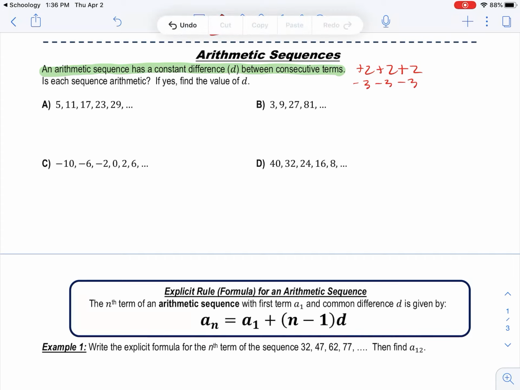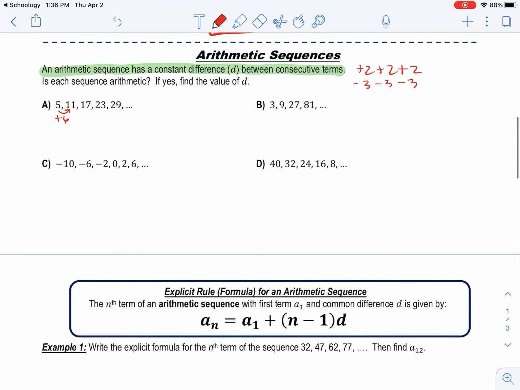All that we're looking to see is what we add or subtract to get the next term and see if that pattern continues. So I asked myself, what do I do to a 5 to get it to be an 11? I add 6. So now we're going to see if that pattern continues. Plus 6, yes. Plus 6, yes. Plus 6, yes. So yes, this is arithmetic. And d is equal to 6, my common difference. All right, go ahead and pause the video and try B, C, and D. And then come back and check to see how you did.